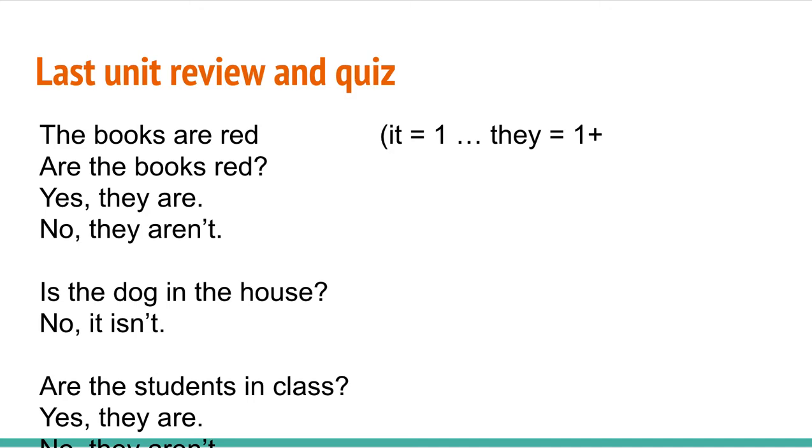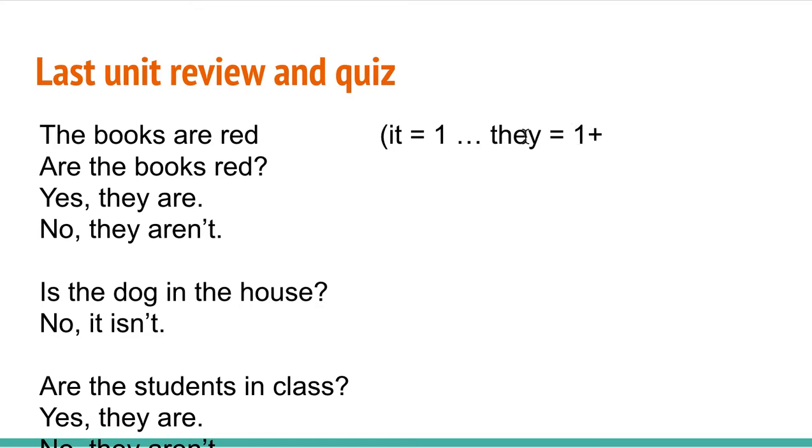We had a quiz. So just a quick review. This is basically what we had to do, right? So the books are red. Repeat after me. The books are red. Are the books red? Yes, they are. No, they aren't. Okay? Just remember that it is one thing, and they is for more than one.